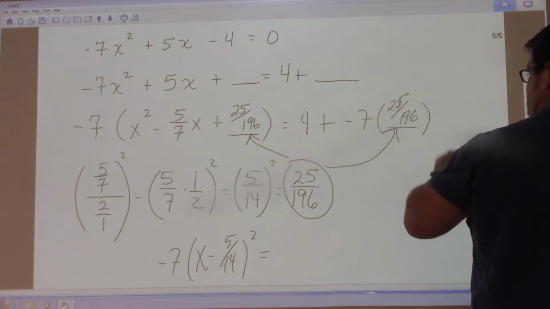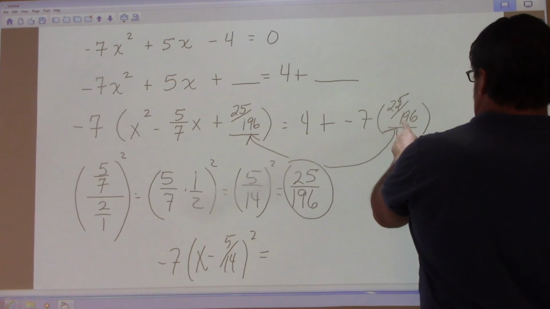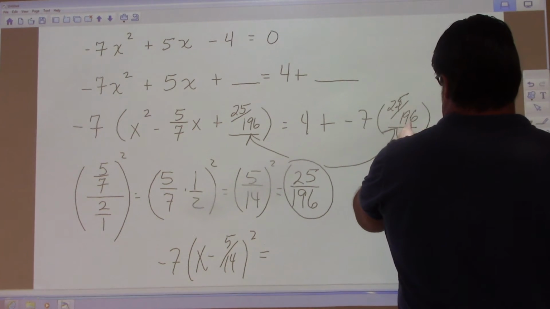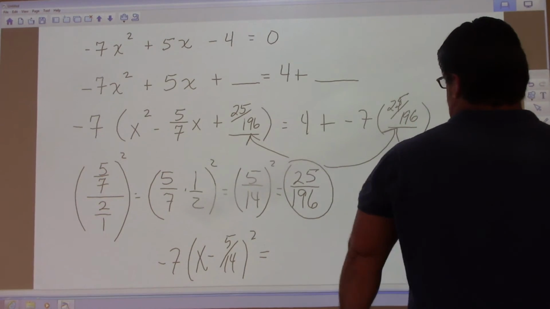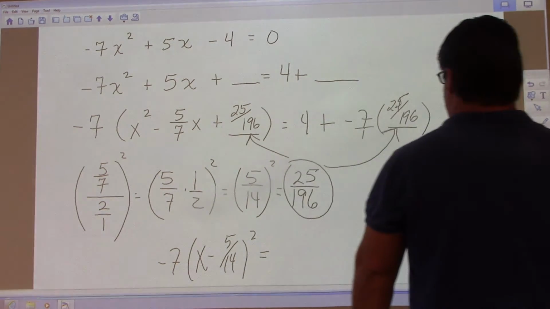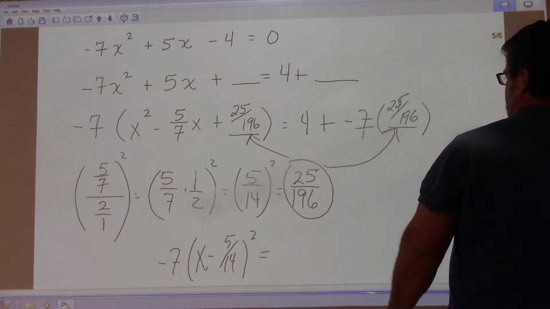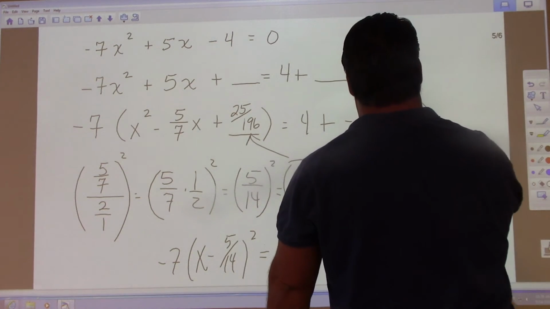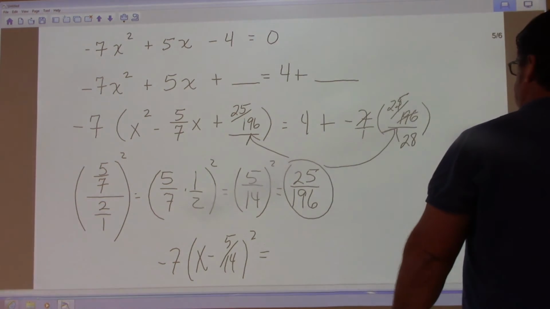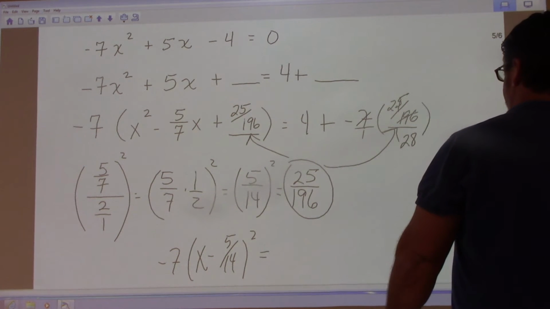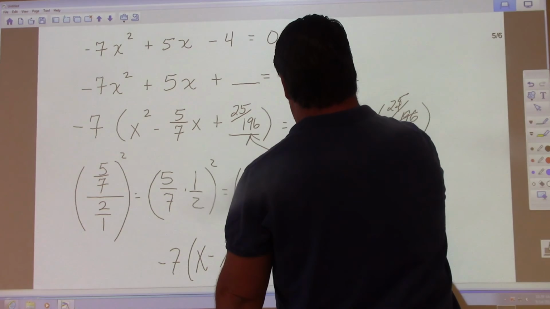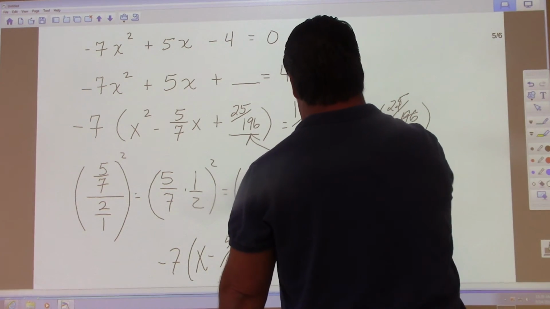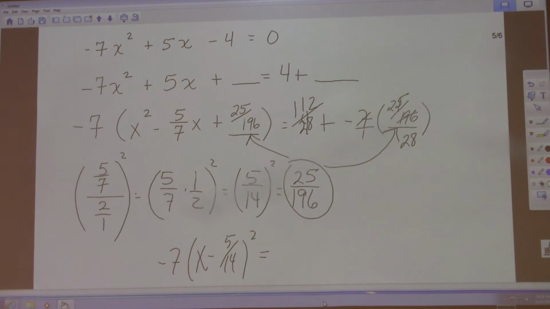I think 7 will go into that. 7 will go into this, what? 28 times? Somebody check. 196 divided by 7. 28? Okay, so that makes 28. 112/28. What's 112/28? I don't understand. Somebody tell me what 112/28 is. 4.